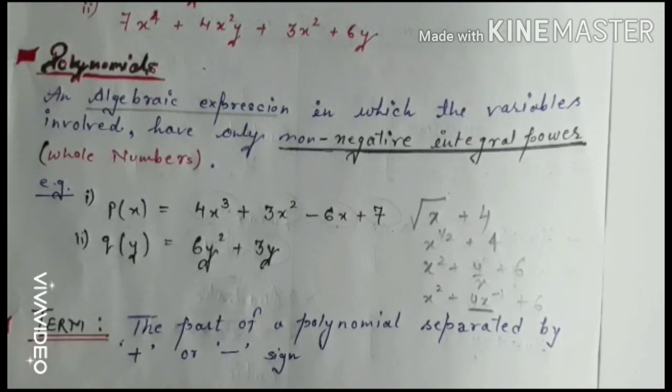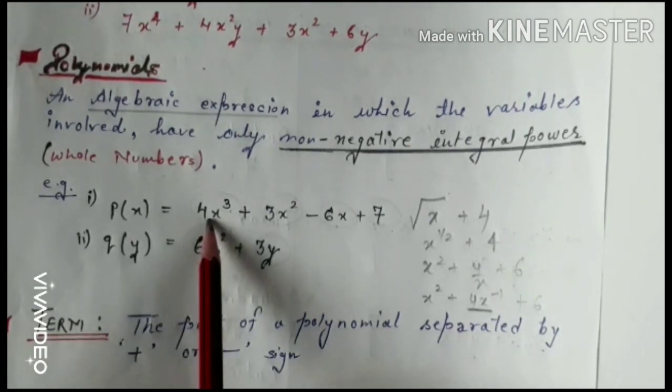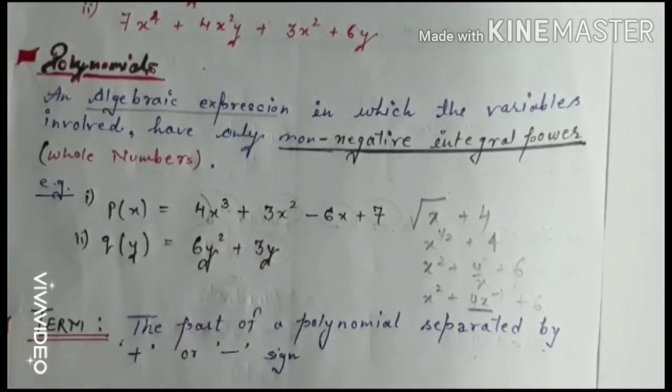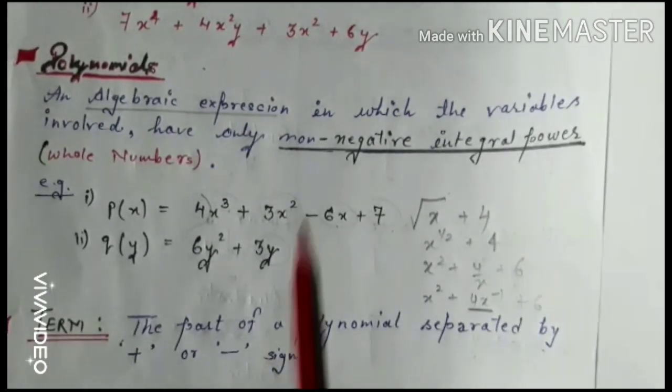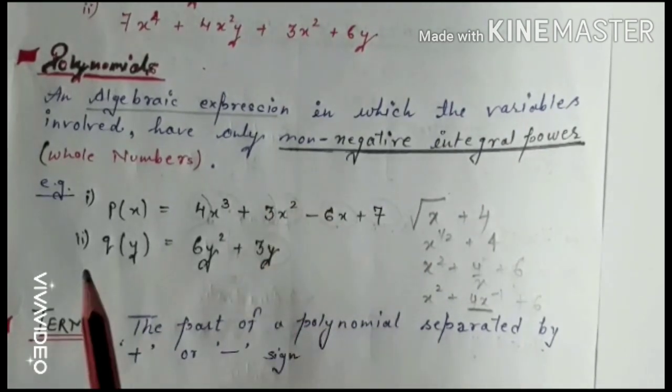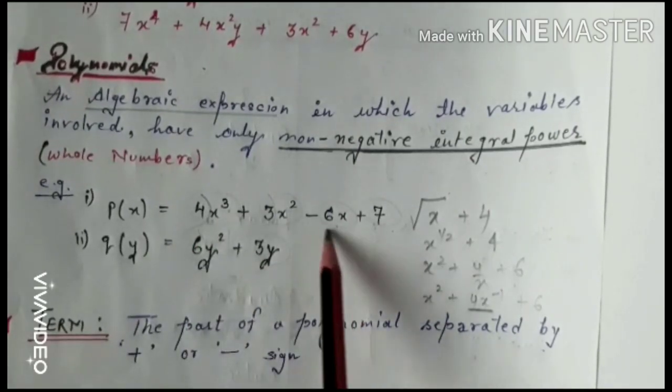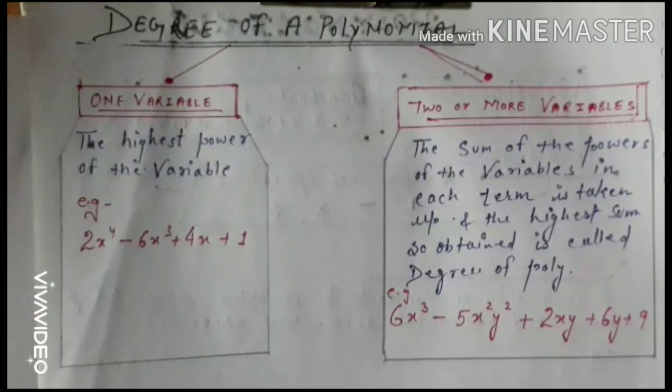Now what about the coefficient? Each term of a polynomial has a coefficient, which is a constant associated with the term. Just like for this term, 4x cube, here the coefficient is 4. For 3x square, its coefficient will be 3. For this 6y square, its coefficient will be 6. For this, minus 6x. The polynomial chapter's next concept is degree of a polynomial.